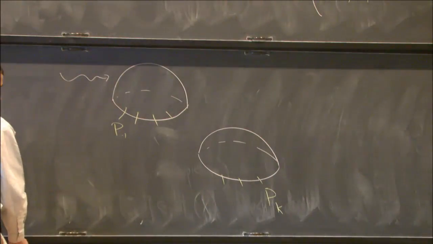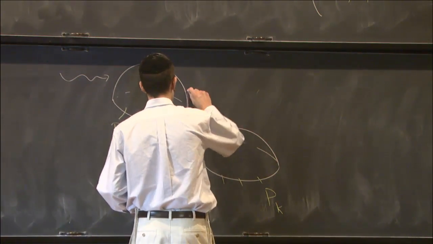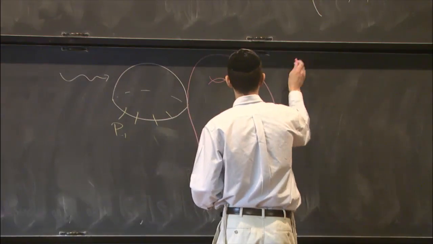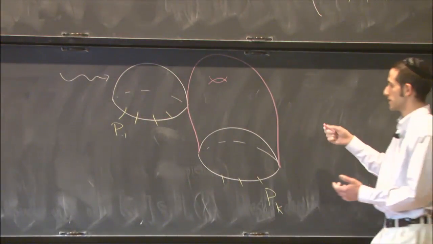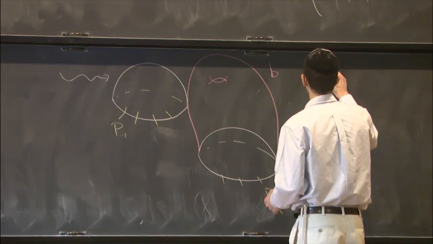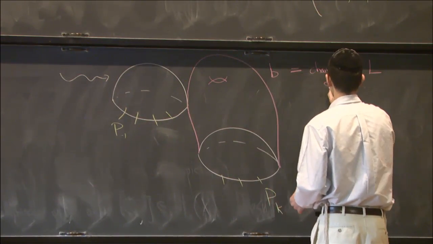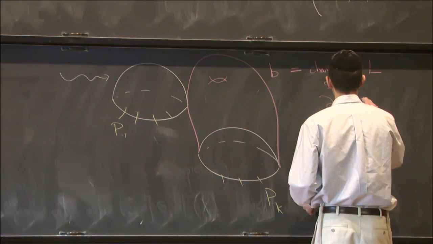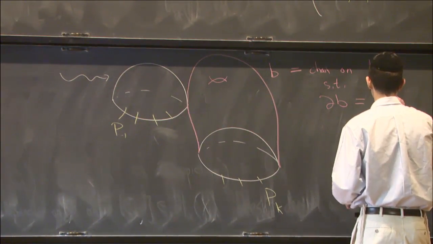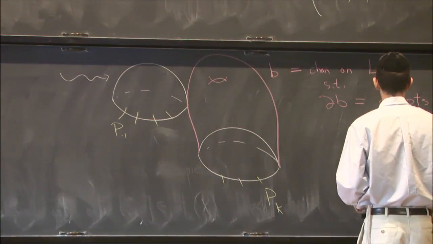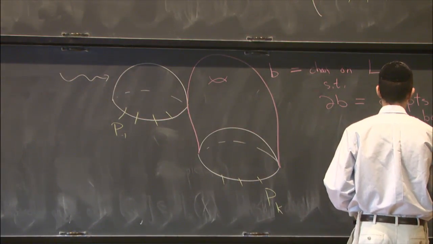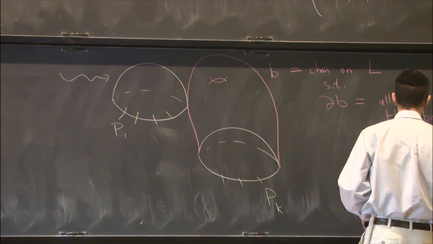And then you want to have some additional constraint, which is that this is, call it B, a chain on L such that the boundary of B is equal to all points on the boundary of a disk like this.